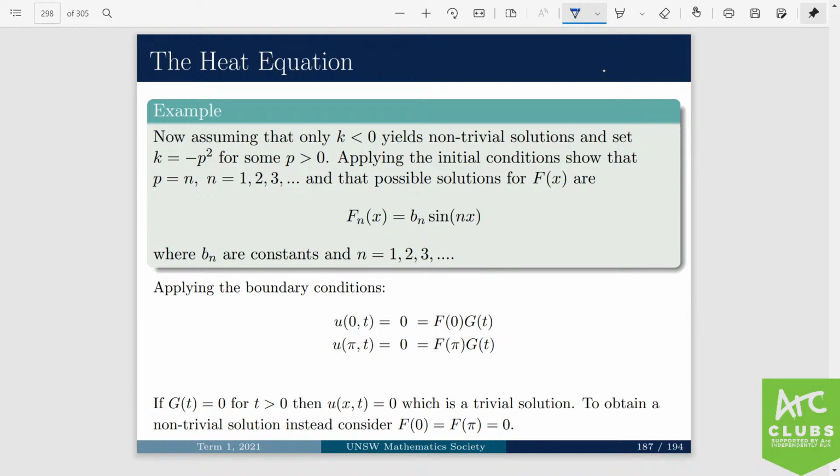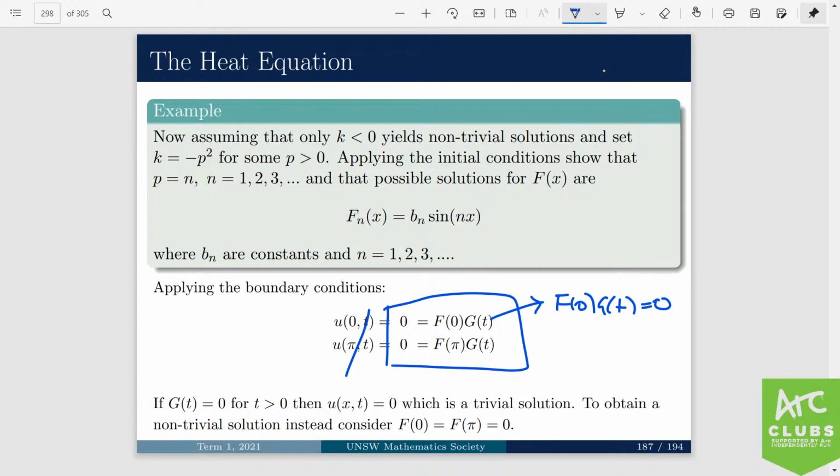Now we're going to apply some boundary conditions. We have those boundary conditions that said the plate at both ends is kept at 0 degrees. So we apply those boundary conditions here, and then we end up with this. We can kind of ignore this, and we just want to think about this here. Let's maybe just look at this one first. Right, so f of 0 times g of t is equal to 0. So one of those must be 0. If the right-hand side is 0, one of them's got to be 0. So let's think about g of t. If g of t is 0, that means it's 0 for all t greater than 0.